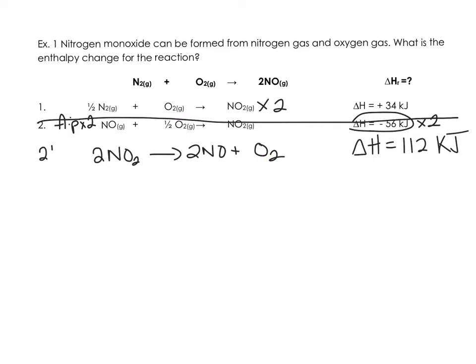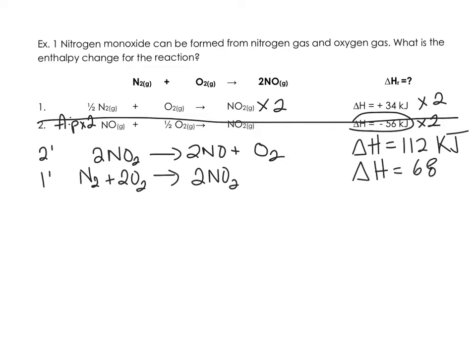So let's write out equation number 1 prime. So we have N2, half times 2 is 1, plus 2 O2s goes to 2 NO2s. And we have to take our delta H and also multiply it by 2.